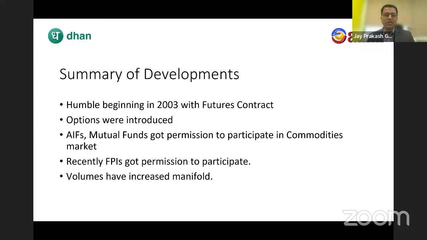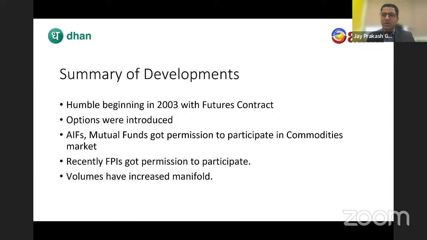Then gradually, when it started growing, a need was felt that to have more depth, you need to provide more instruments to the market, and in turn options were introduced. When options were introduced, there was also a need felt that this market requires depth and serious participation. So AIFs and mutual funds got permission to participate in the commodities market. Very recently, FPIs got permission to participate. That shows the seriousness of our regulator and exchanges in developing this market. In turn, we have seen that volumes have increased manifold. In the last 2 years, across exchanges, volumes have become at least 40 times what they were 2 years back.